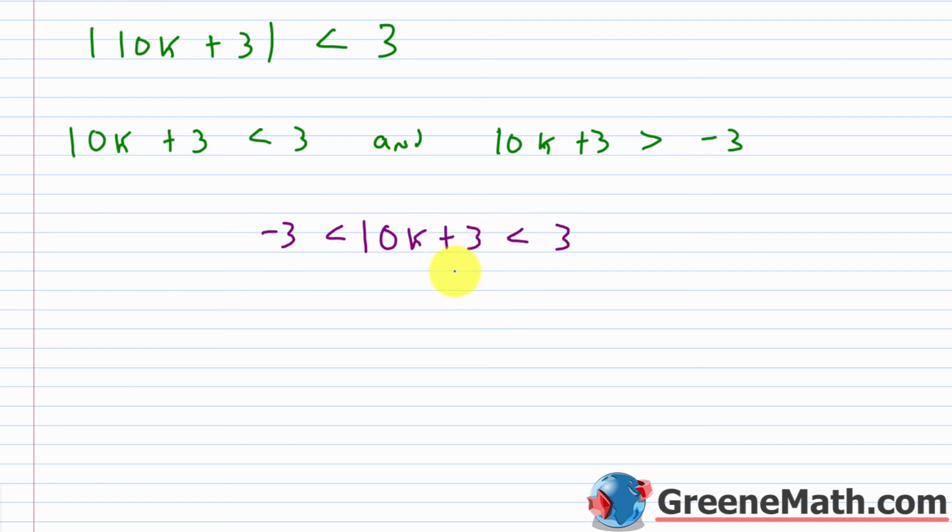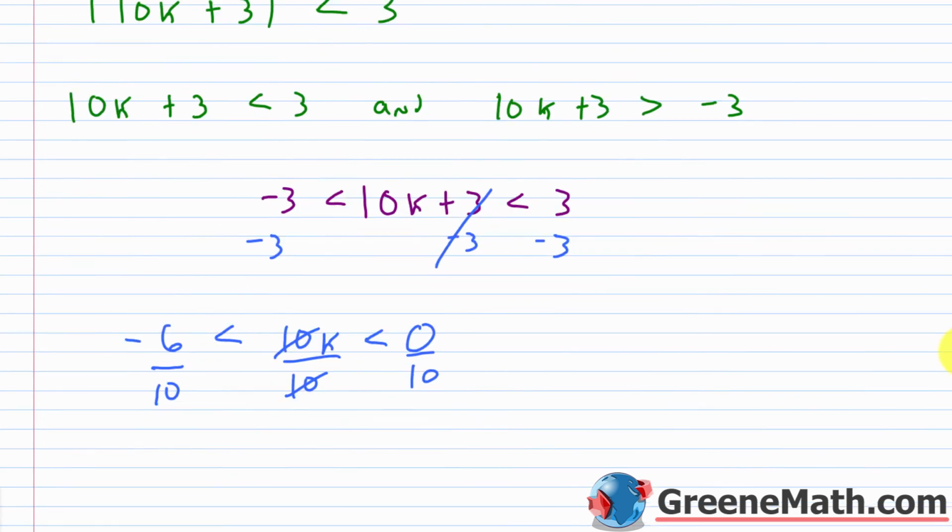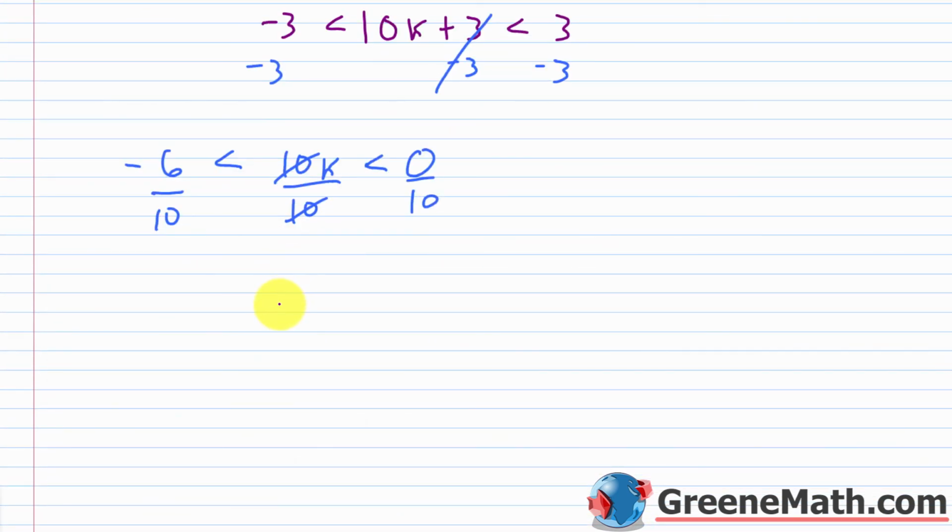So let's subtract 3 from each side. So this will cancel. Negative 3 minus 3 is negative 6. This is less than. We'll just have 10k now. And it's less than 3 minus 3, which is 0. Divide each side by 10. This will cancel with this. And I'll have k in the middle by itself, which is what I want.